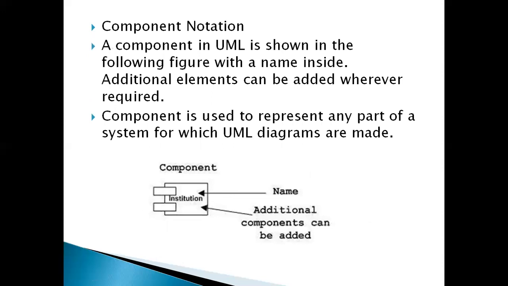Component. A component in UML is shown in the following figure with the name inside. Here the component name is institution. If any additional information is required, you can write it below the component name. A component is used to represent any part of the system for which UML diagrams are made.